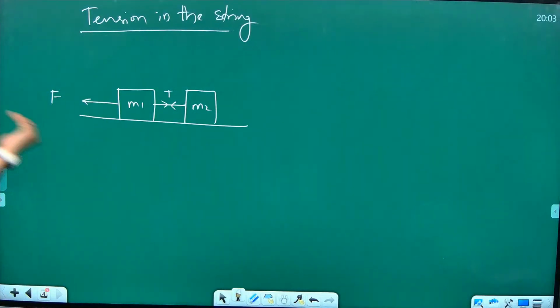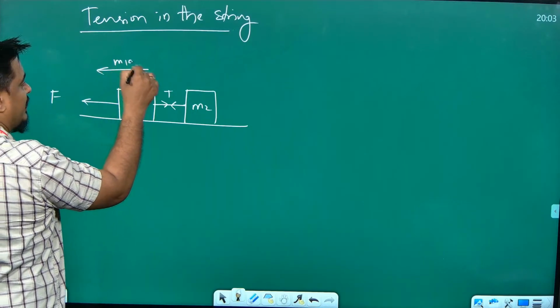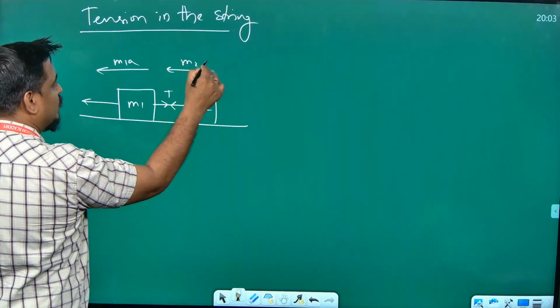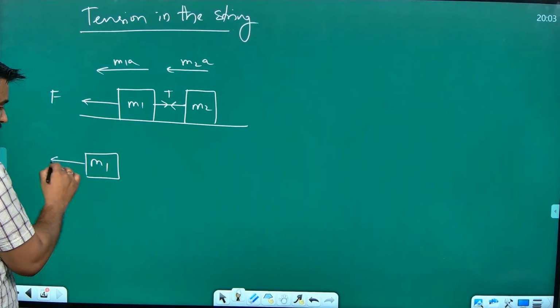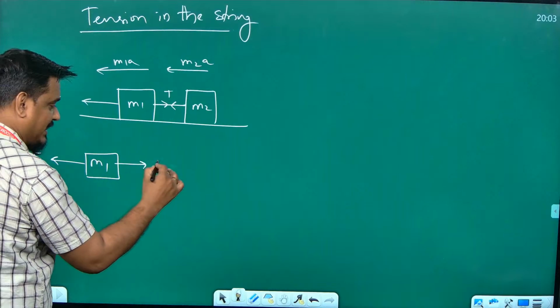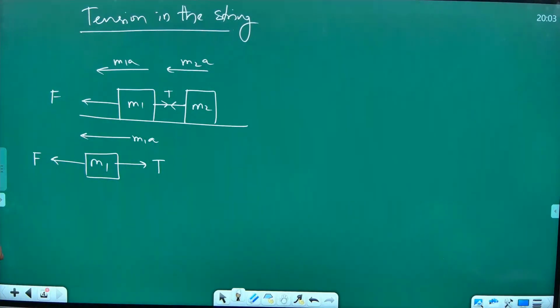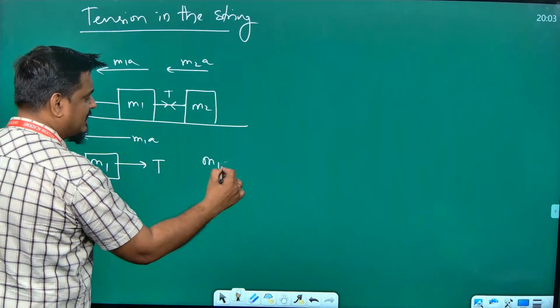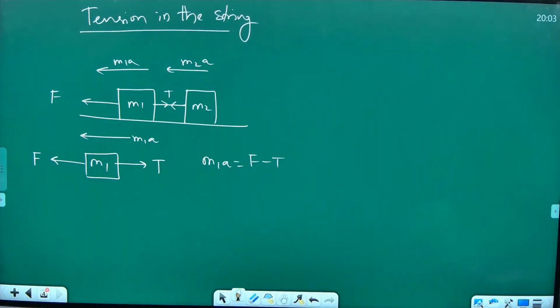So, the body is moving towards left, the net force here will be m1a, and for this body it will be m2a. Once again, if I draw the free body diagram, for m1: force towards left, tension towards right, net m1a. Equation very similar: m1a is equal to F minus T. Any problem in this? I hope no problem is there.